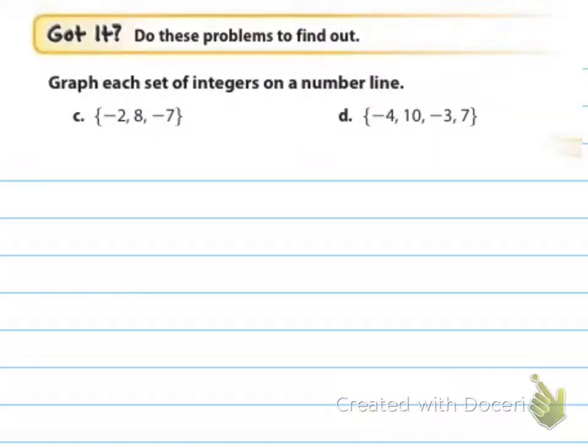All right, so here's C and D. You're going to graph these on your own. Go ahead and the 2 things I need to make sure that you're doing correctly is that you're setting up your number line like a number line, and that you are putting the points above the numbers on the number line. So go ahead and do that now. When you come back, I'll have the answers for you.